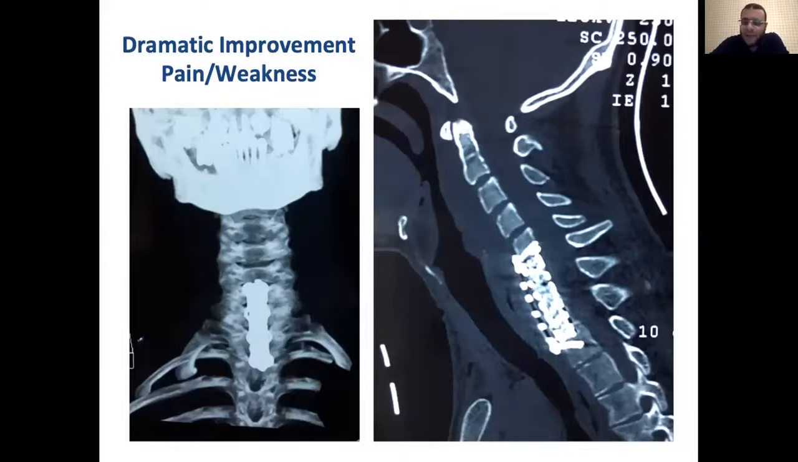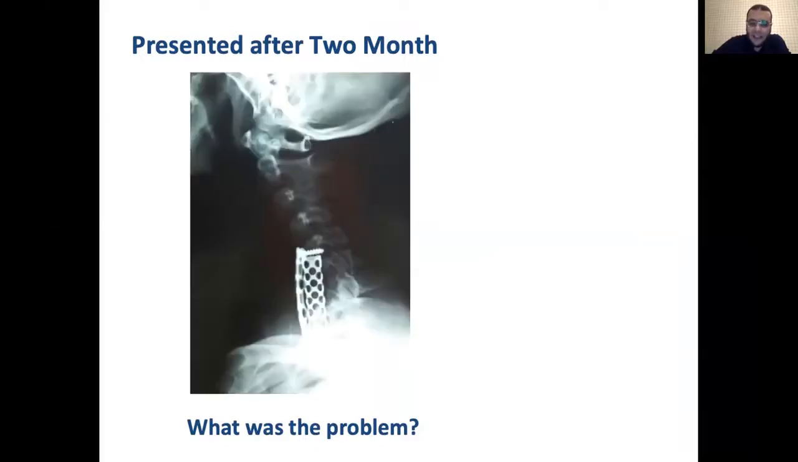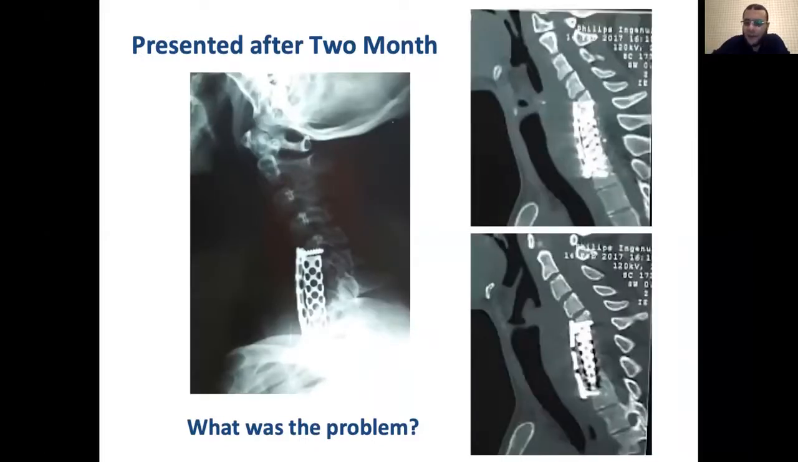So he quit the hospital, and then he presented to us about 2 months later, having severe neck pain. He is holding his head like this, and he started having weakness again. Then we did a scan, and this is what we found. Actually, we have a failed construct, and the graft is getting out, and the plate as well.